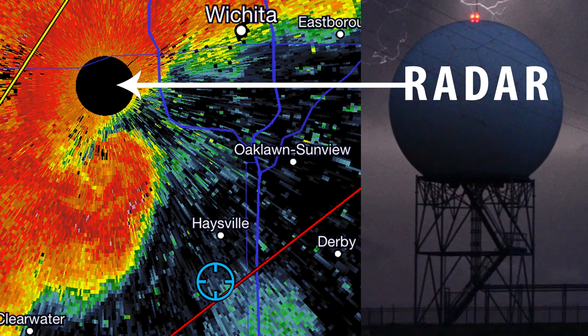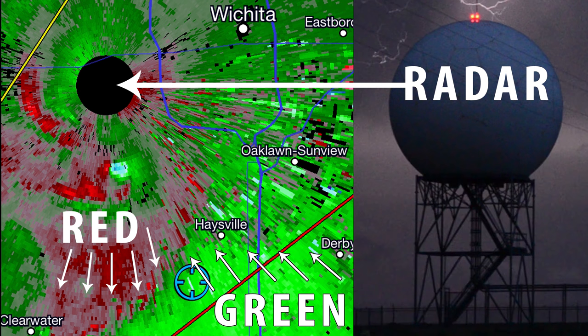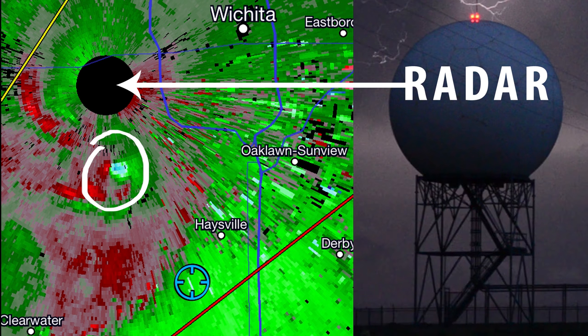That's where velocity mode steps up. Velocity mode is like X-ray vision. It's a powerful tool for detecting circulations within a storm. Red indicates wind moving away from the radar, and green toward the radar. A relatively small, concentrated area of inbound and outbound stronger velocities coming together indicates strong rotation and possibly a tornado. It may look confusing, but you get used to it.